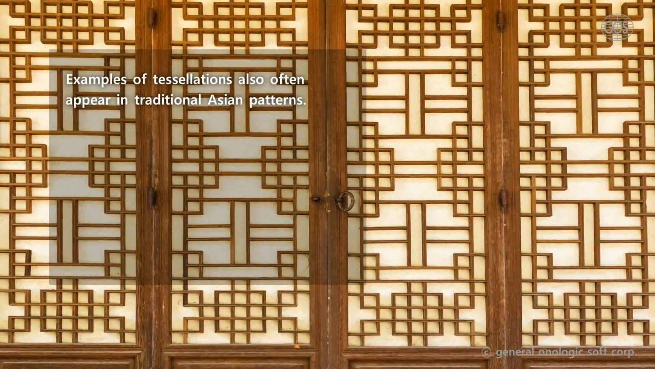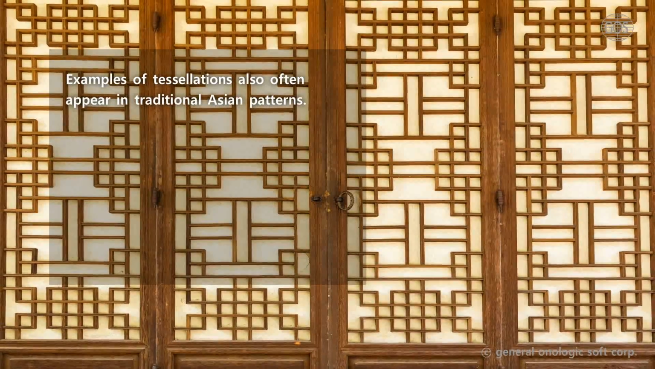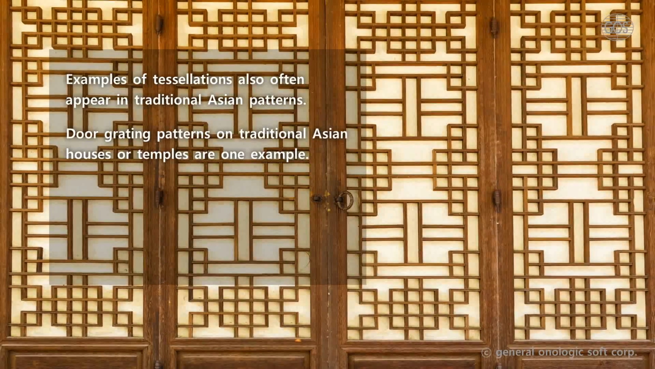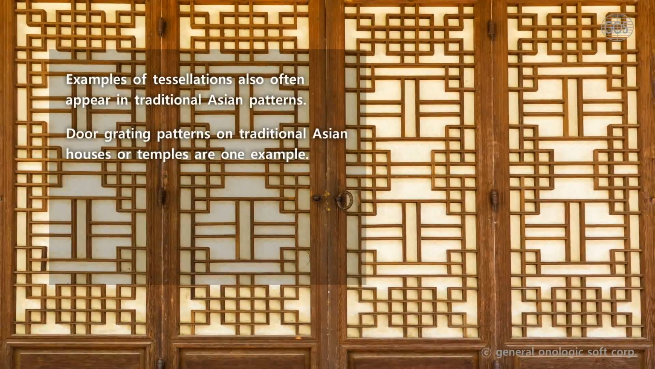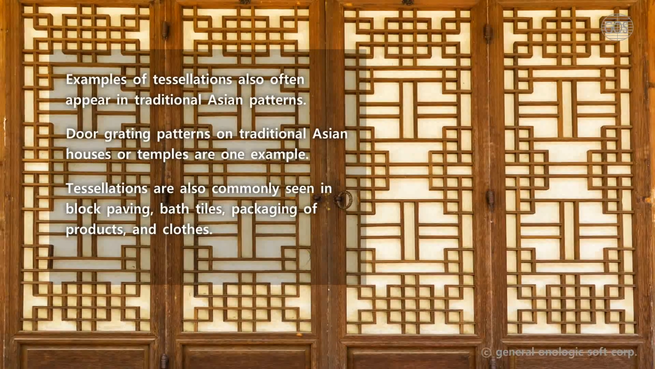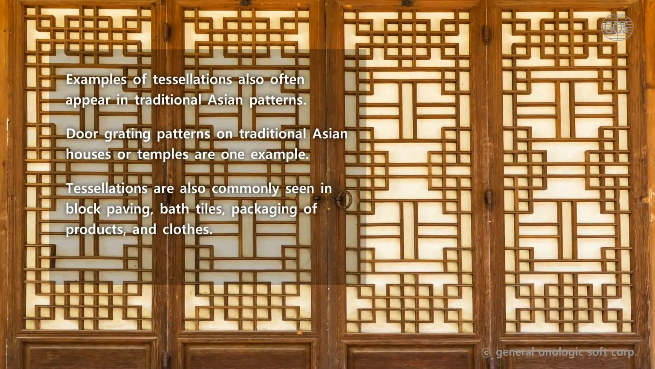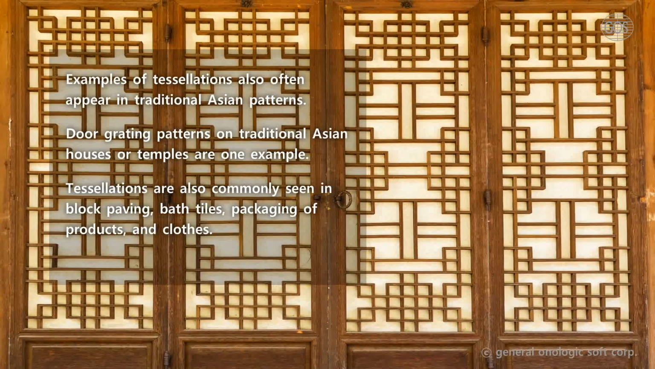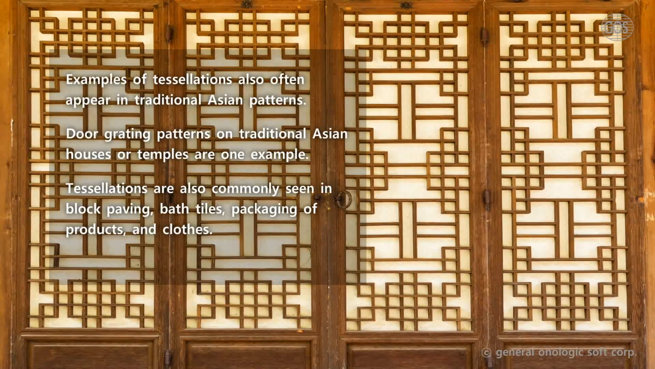Examples of tessellations also often appear in traditional Asian patterns. Door grating patterns on traditional Asian houses or temples are one example. Tessellations are also commonly seen in block paving, bath tiles, packaging of products, and clothes.